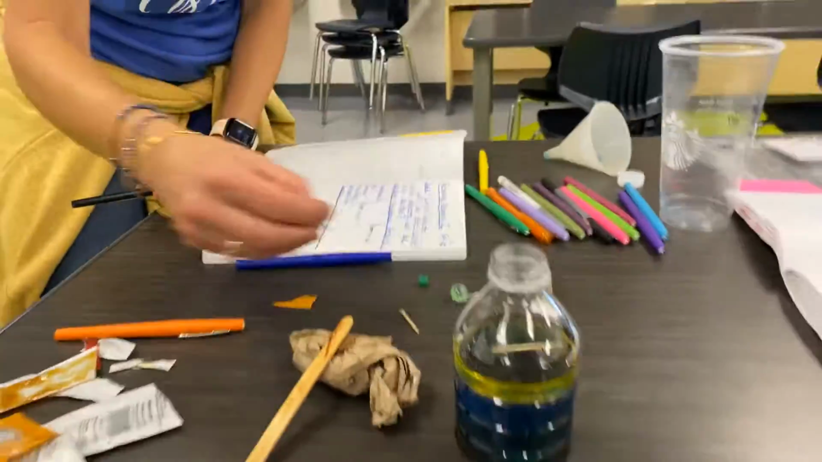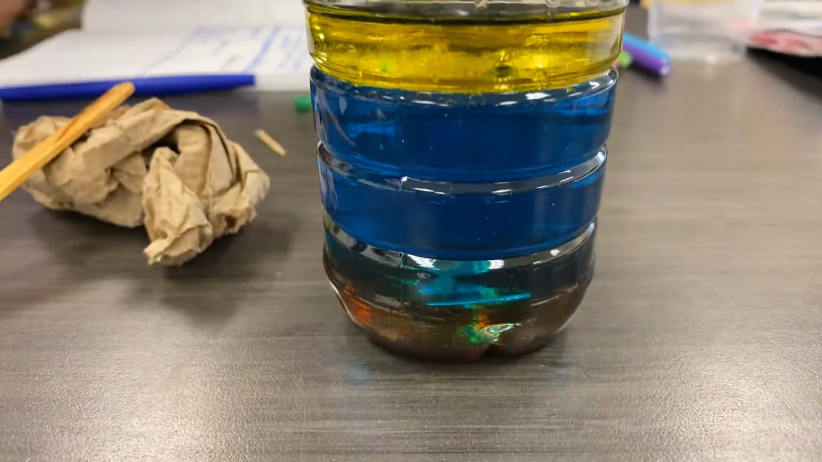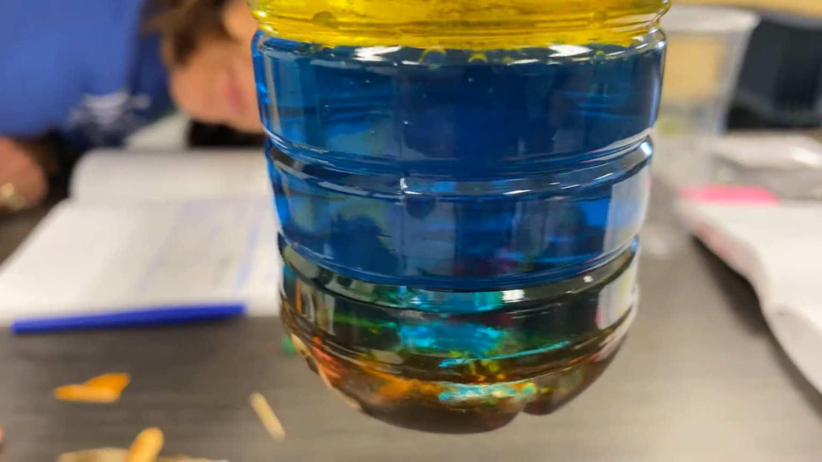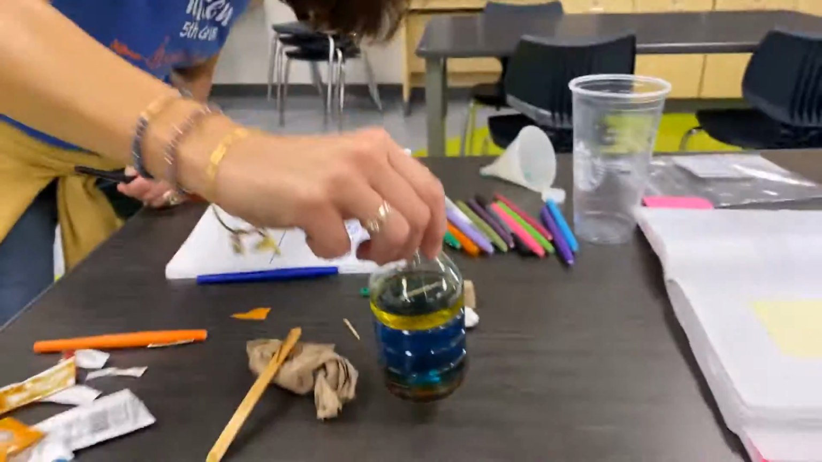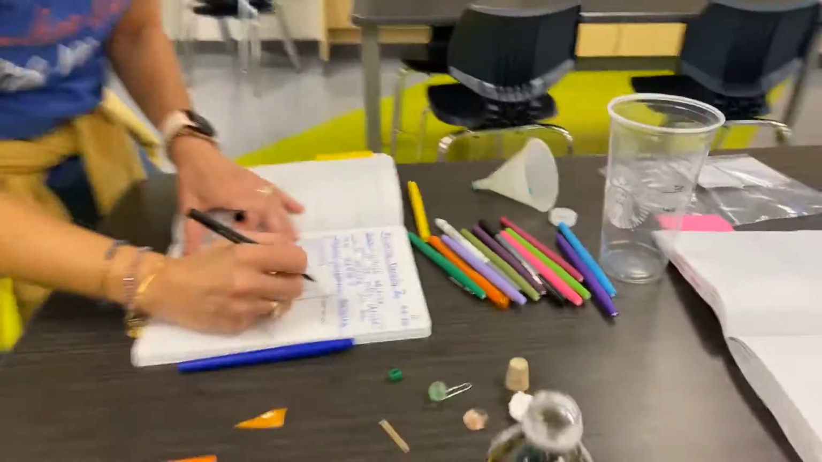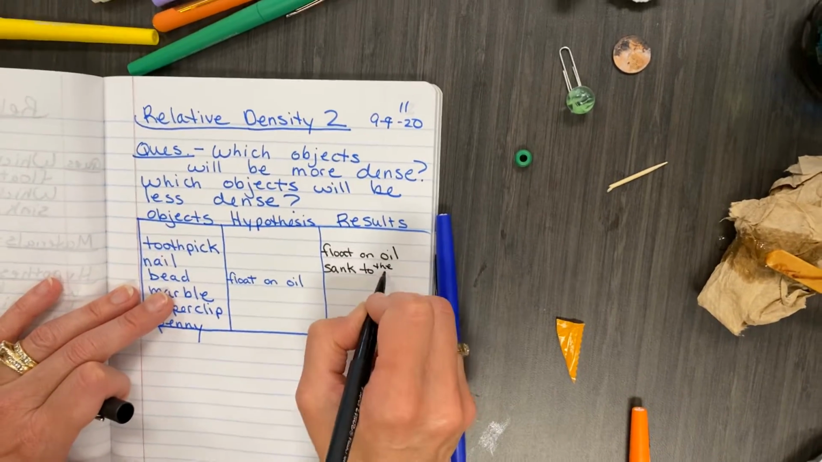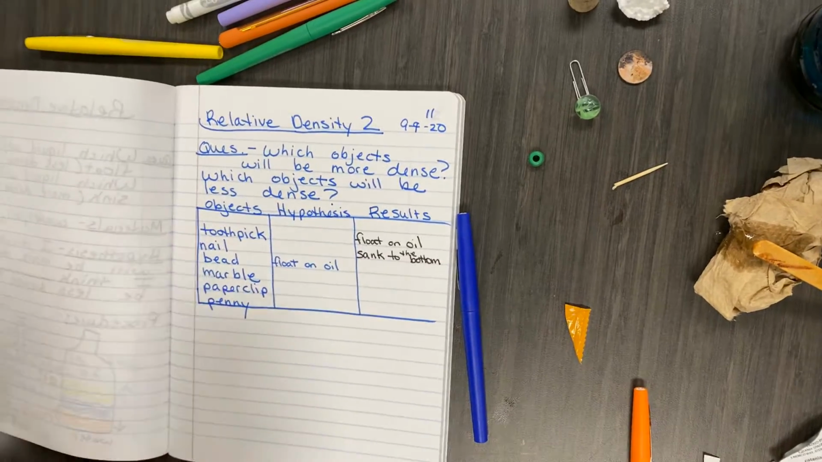Okay, so my toothpick is less dense. The nail. Here goes the nail. Where did he go? Do you see him? Oh, he's right there on the bottom. You see him on the bottom? Yep. The nail sank all the way down to the very bottom. Sank to the bottom. So the nail was dense.